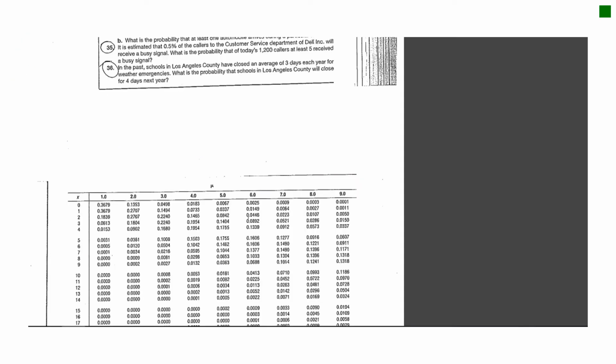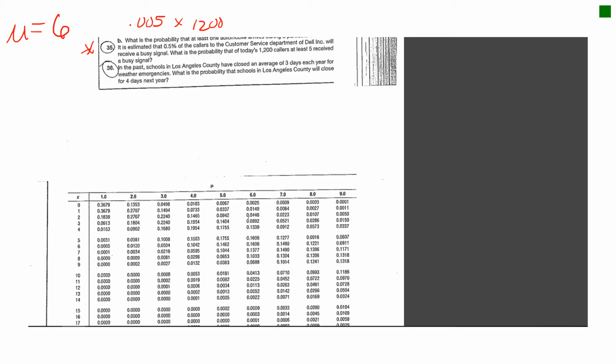Okay, so for this Poisson one, this is going to be number 35. In this one, it says, it is estimated that 0.5% of callers to the customer service department of Dell will receive a busy signal. What is the probability that of today's 1,200 callers? So first of all, you have to get a mu or expected value. If you took 0.5%, which is 0.005, and multiplied that by 1,200, you would get 6. So that would be your expected value based on this percentage.